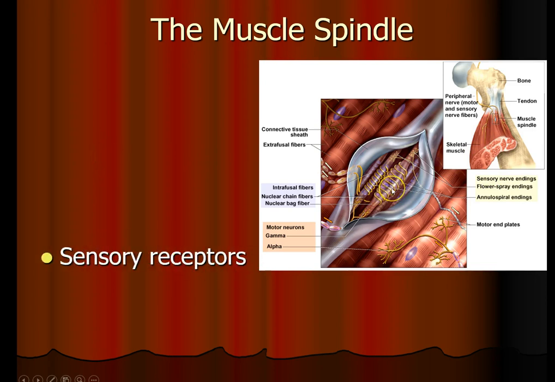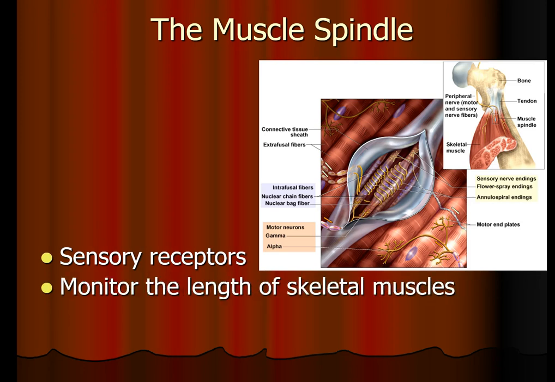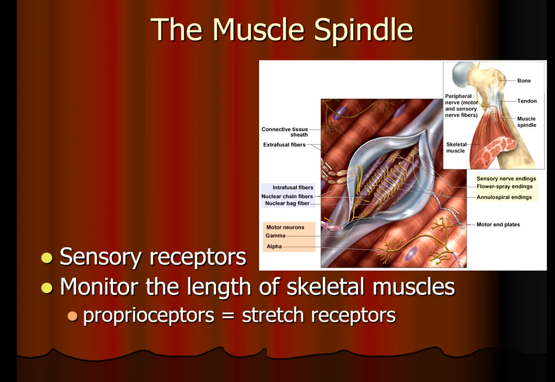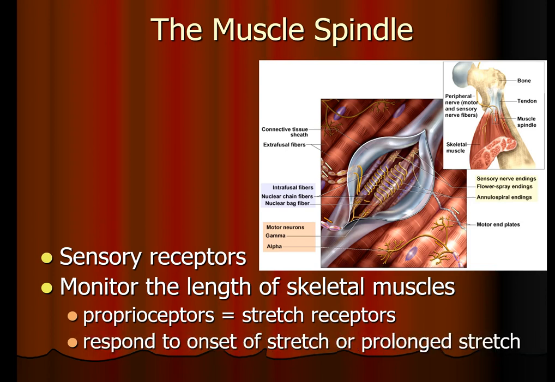So a muscle spindle is a sensory receptor, and it will monitor the length of the skeletal muscle. Is it being stretched? Is it contracting? Either way, that tells the brain what's happening at that joint that the muscle attaches to. So proprioceptors are a type of stretch receptor. They often measure the stretching of the muscle. They'll respond to prolonged stretch, but they give you what's called joint position sense.